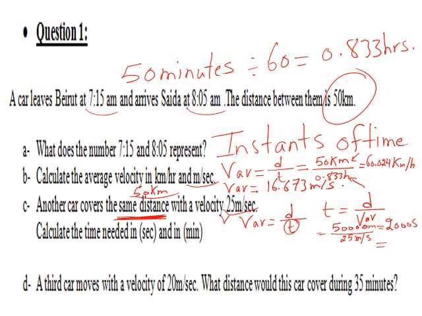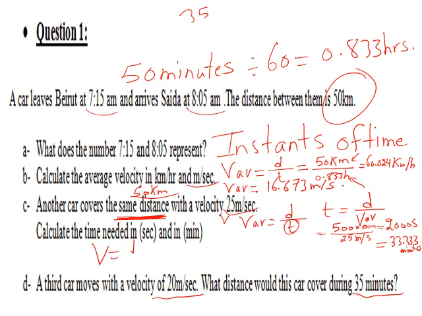To be converted in minutes, divide by 60, so it'd be 33.333 minutes. A third car moves at a velocity of 25 meters per second. The time here is 35 minutes. 35 minutes to be converted into seconds, times 60. So 35 times 60 is going to be 2100.